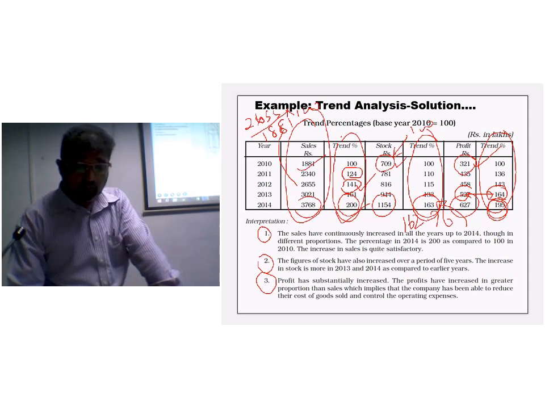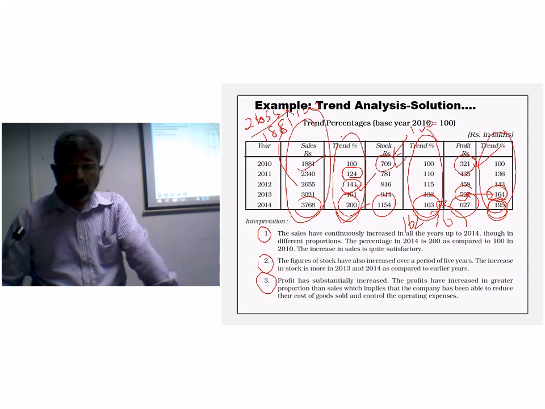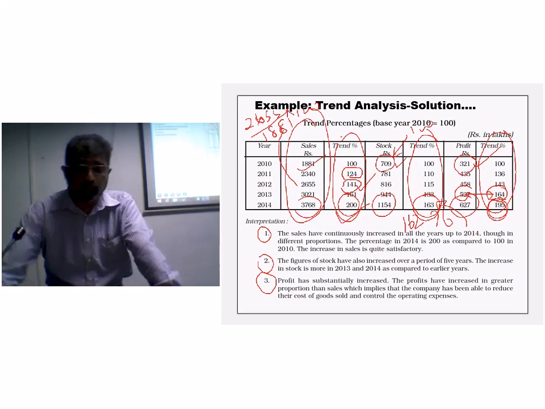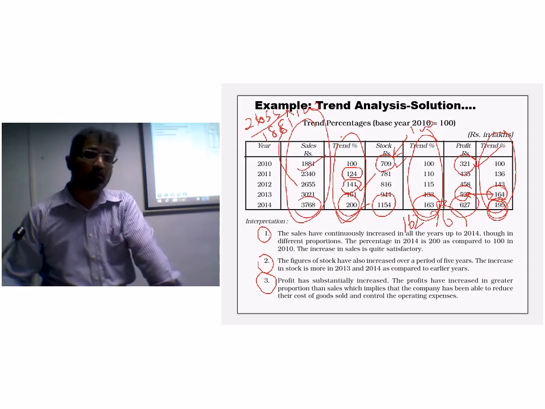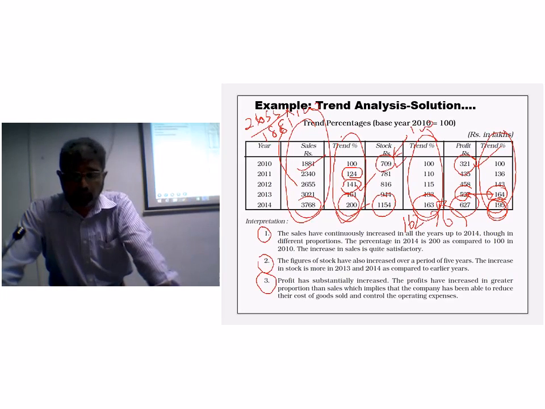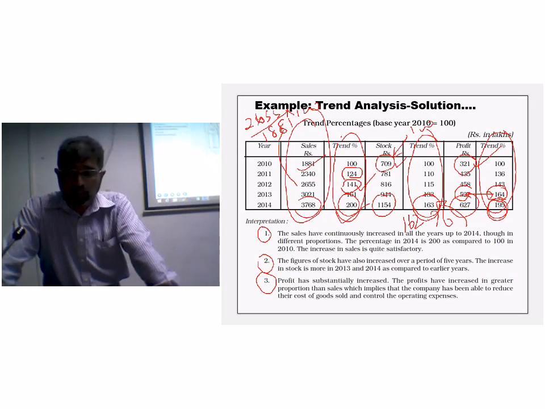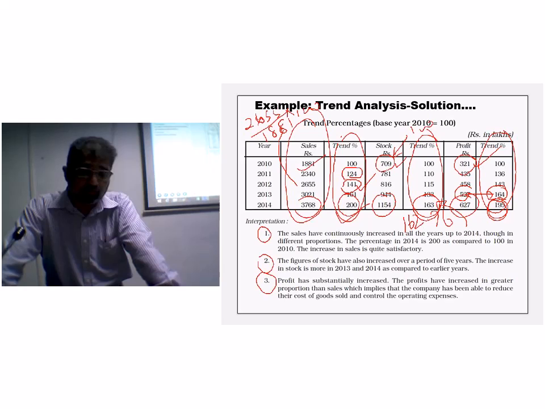That is one comment on that result. Sales increase continuously, from 100 to 124, 141, 161, then 200. That is correct. It is very simple. True, in different proportions. We can see it is not an equal proportion.